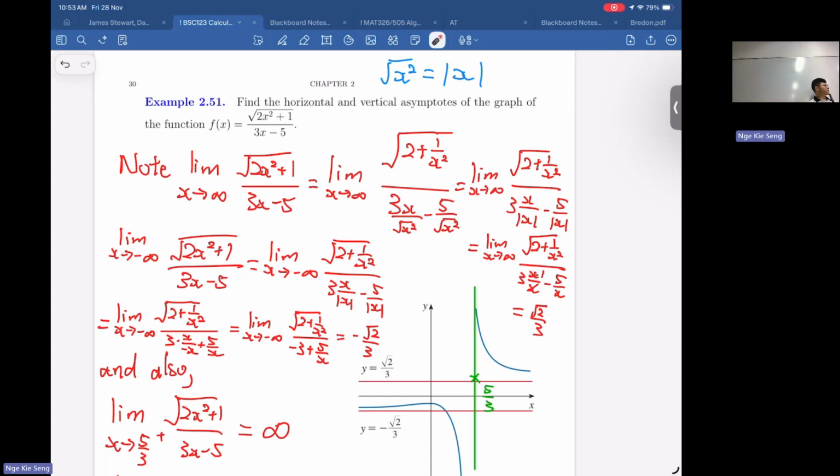I think for this class, this is the only way to find it. For the rest of the points, you can see that the square root function is continuous at any positive value, and the denominator is also continuous. So at other points, the function is defined. Okay, yeah.